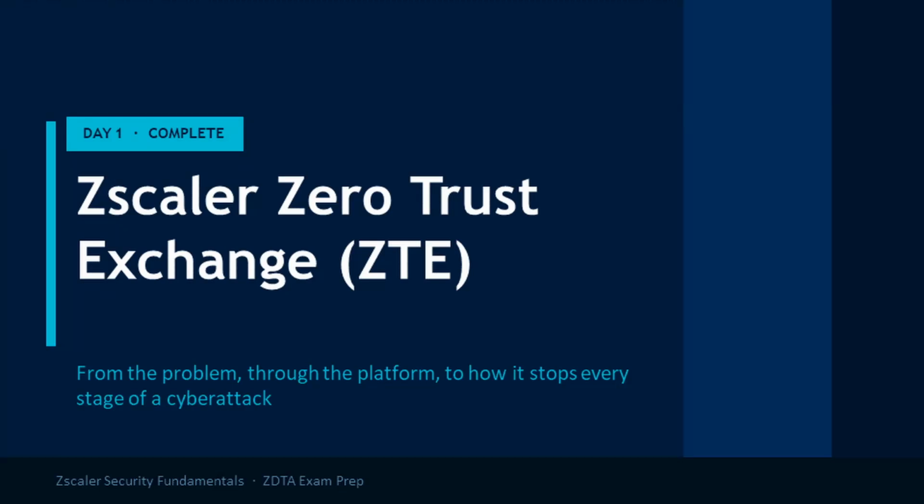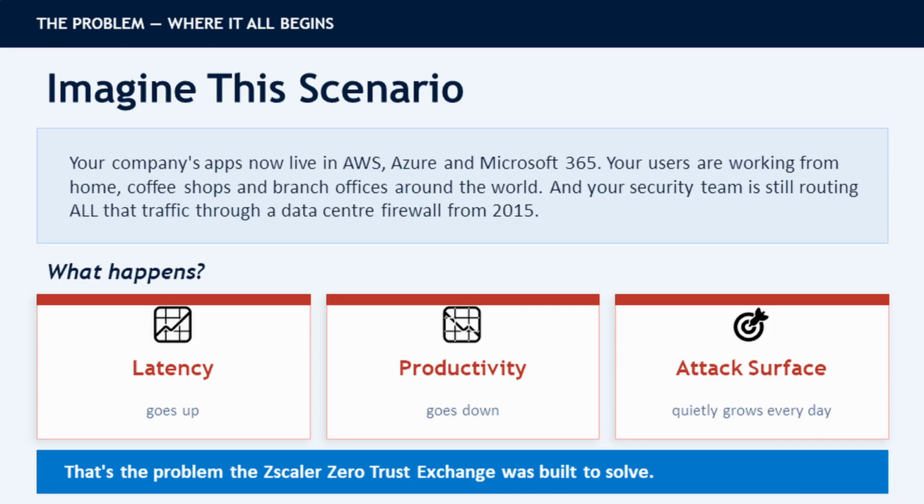Welcome to day 3. We've covered the why in the earlier sessions, why the perimeter fails, why hybrid work breaks traditional controls. Today we go deeper into the Zero Trust Exchange itself. By the end of this session, you should be able to explain what the ZTE is architecturally, how it processes every connection, what its 4 security methodologies are, and why it's built as a unified platform rather than 3 separate tools. What is the Zero Trust Exchange?